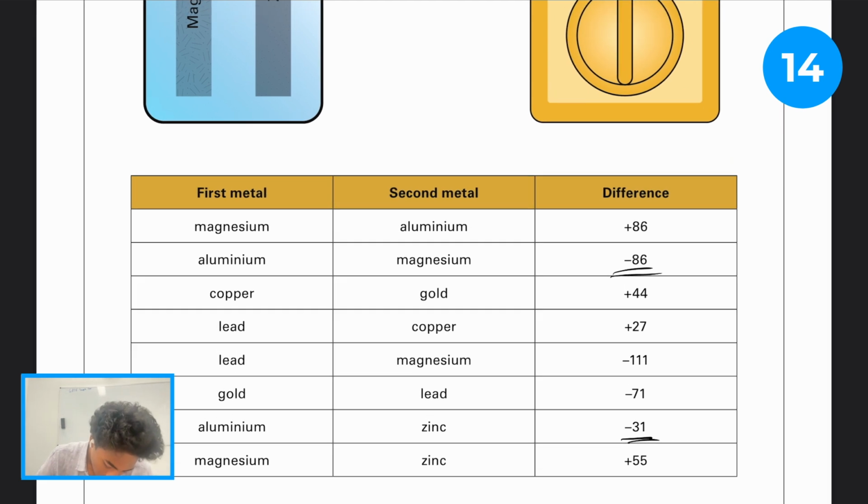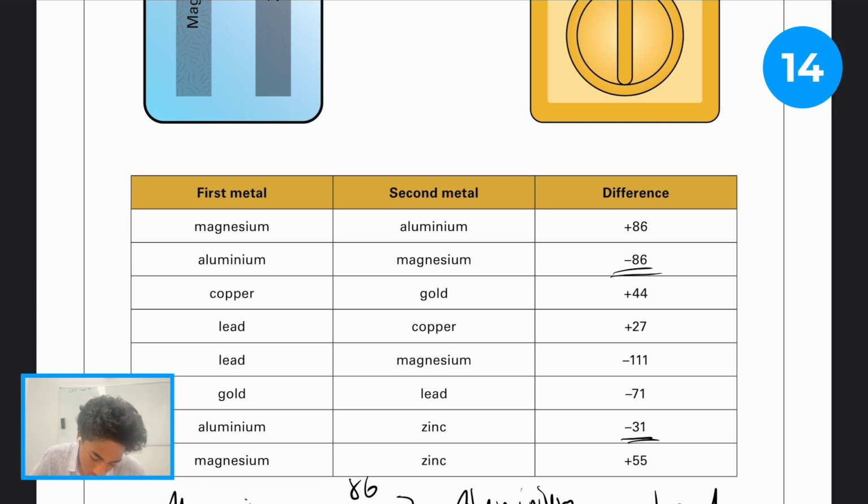So we'll do from the left-hand side is the most reactive. So right now it's magnesium and aluminium. So there's an 86 difference, right? Copper and gold have a 44 difference, but we don't know where copper or gold is. Lead is less reactive than magnesium by 111. Aluminium is less reactive by 86, right? But magnesium is 111 more reactive than lead. So lead is all the way over here, right?